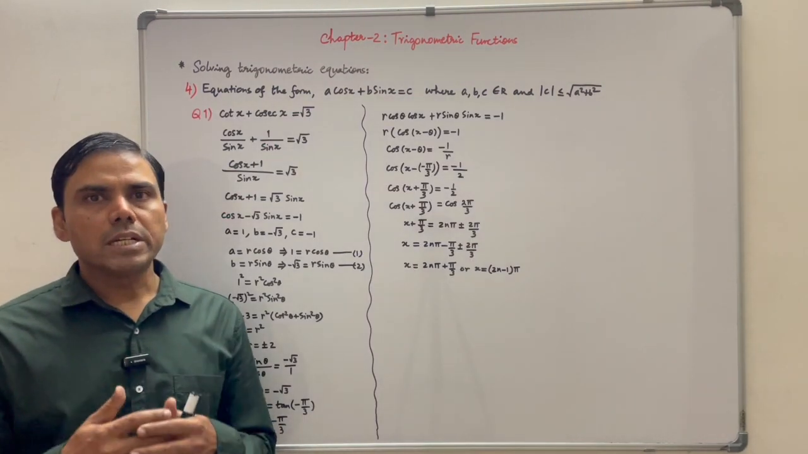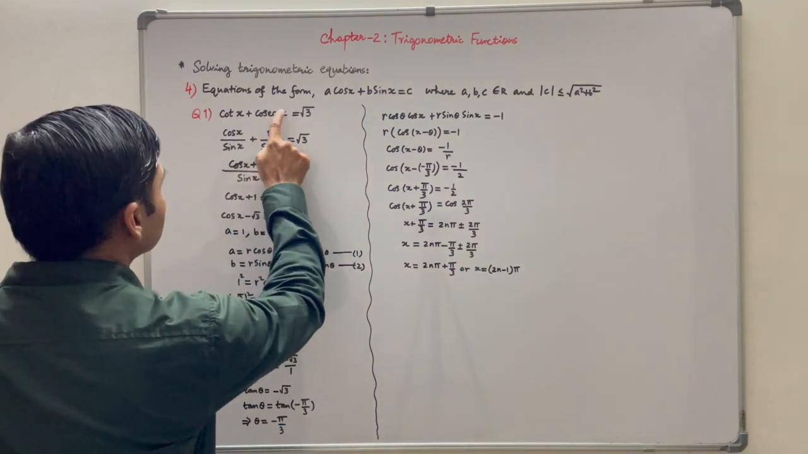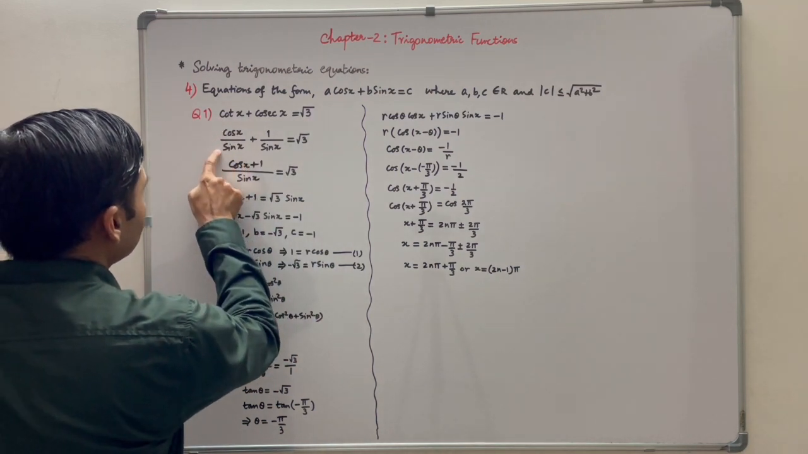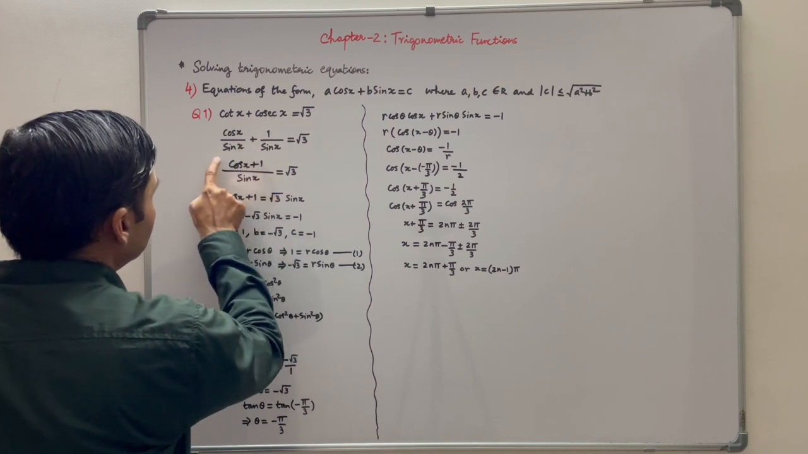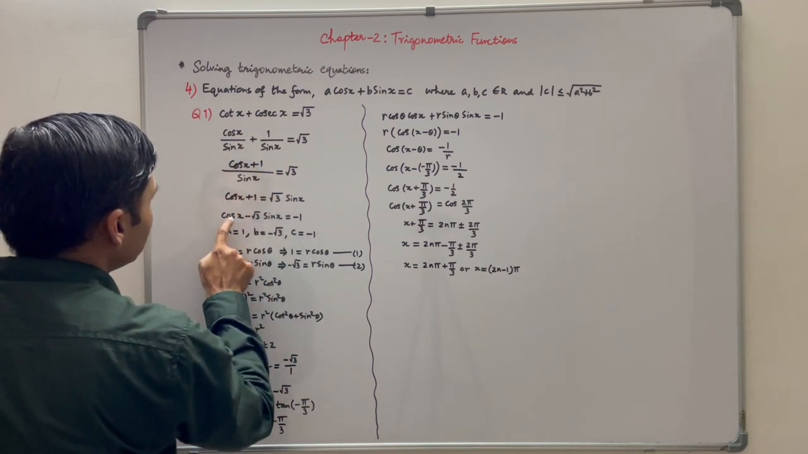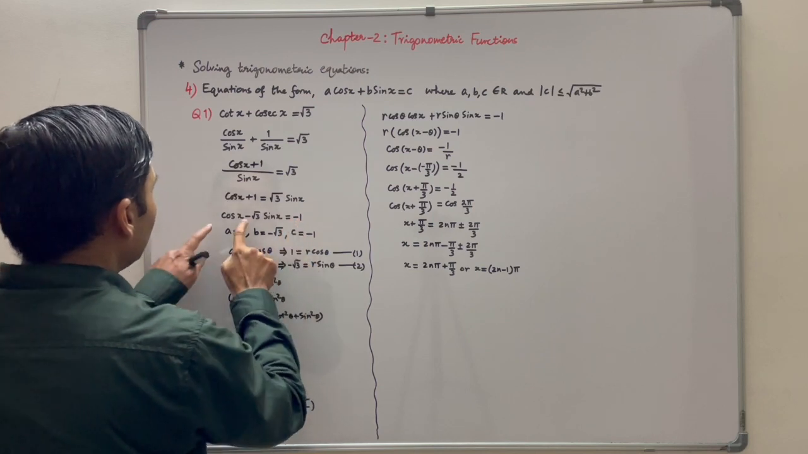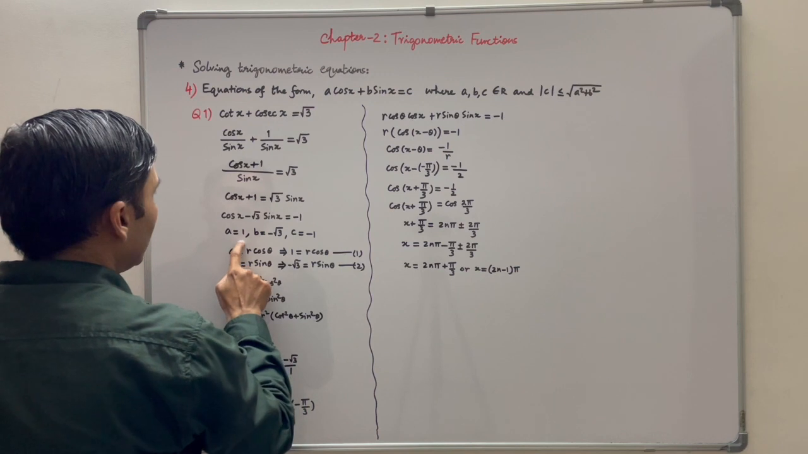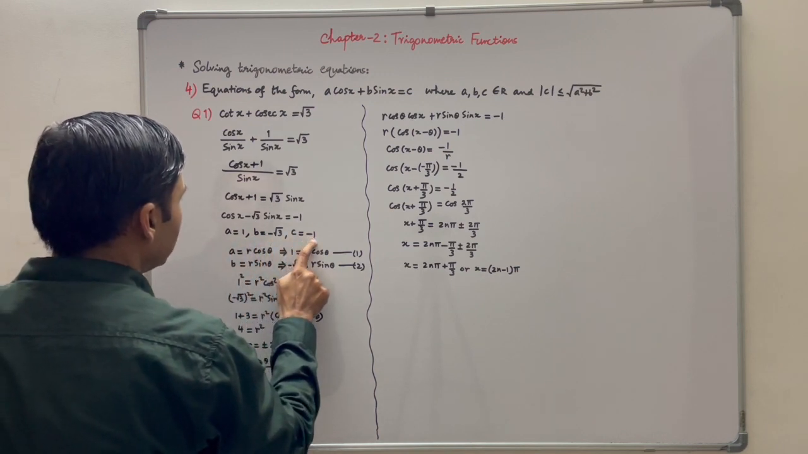Let us see one question on type 4. Cot x plus cosec x is equal to root 3. Cot x can be written as cos x upon sin x. Cosec x can be written as 1 upon sin x. So it is cos x minus root 3 sin x is equal to minus 1. Now compare this equation with this. So a is equal to 1, b is equal to minus root 3 and c is equal to minus 1.